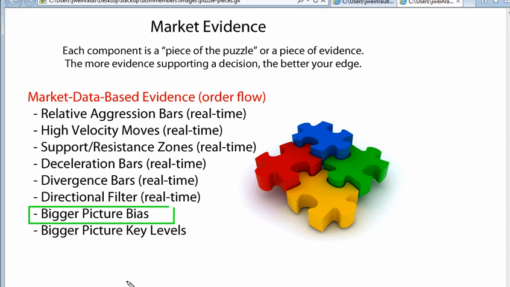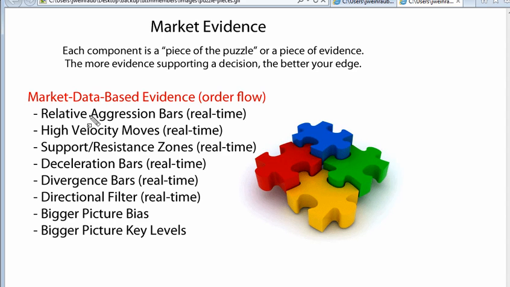So all things equal, we would rather be swimming downstream than swimming upstream. That doesn't mean you can't go against that when you see evidence in real time, but obviously, apples to apples, we would rather be on the long side in this environment. So just know that as a background, and I'm not going to delve into that too much at this time.